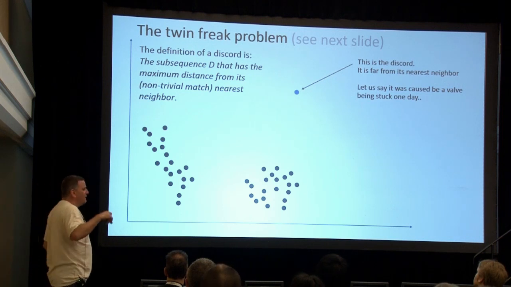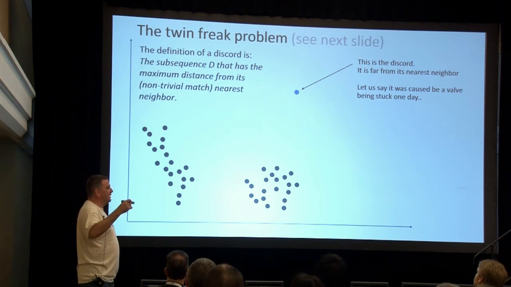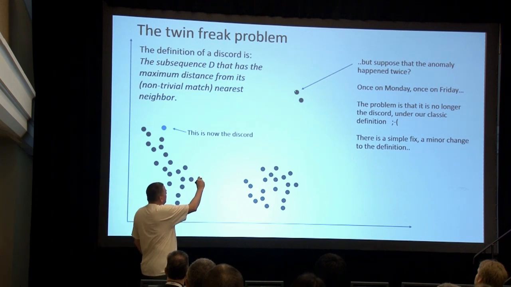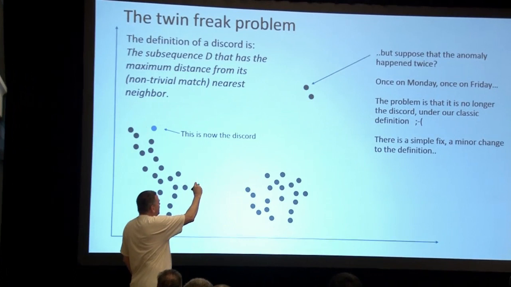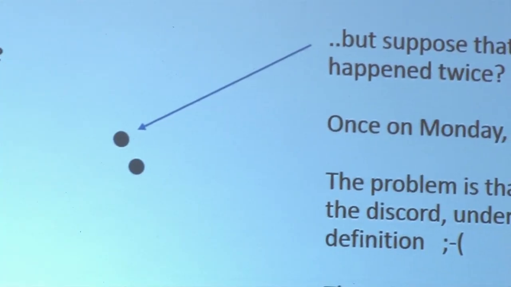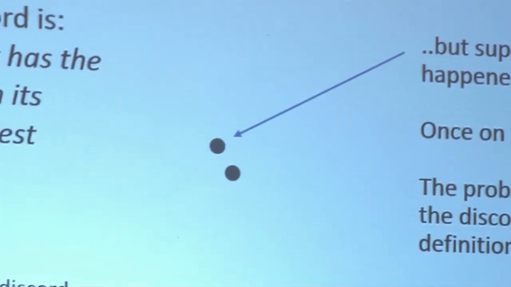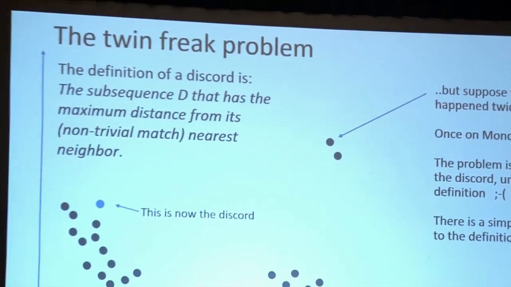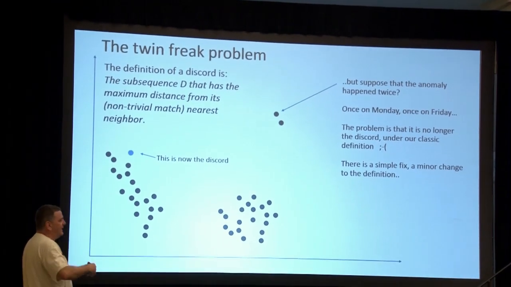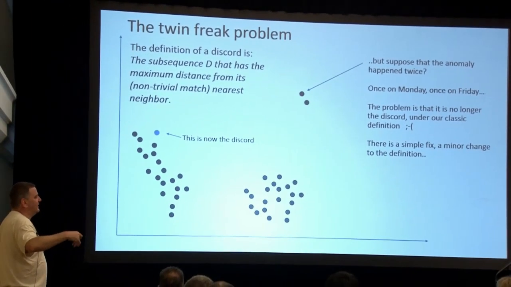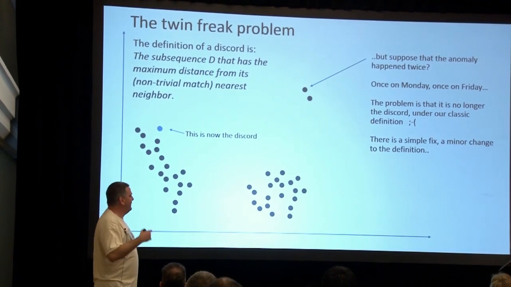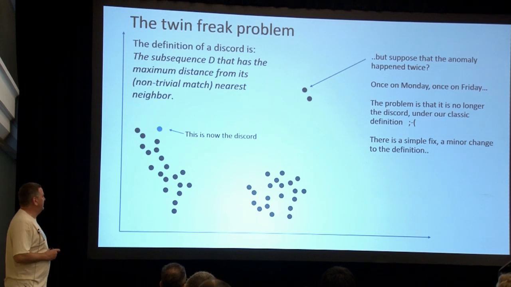However, suppose the anomaly happens twice. The machine gets stuck on 2 different days. Then there are 2 of these, and this is no longer an anomaly because it's similar to this, and that's similar to that, and the anomaly is something very trivial over here. So the definition can be a little bit brittle to a pathological case, but you can easily fix that by saying that the discord is the distance, not to the nearest neighbor, but to the second nearest neighbor or the kth nearest neighbor. And we can support that, make this profile trivially, and we again have a robust anomaly detector.